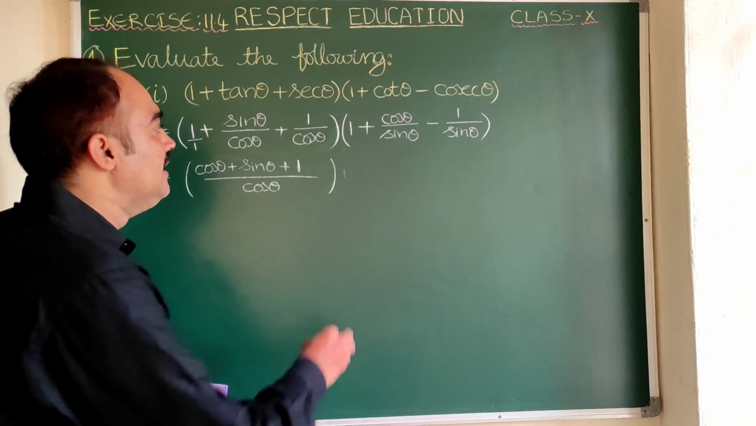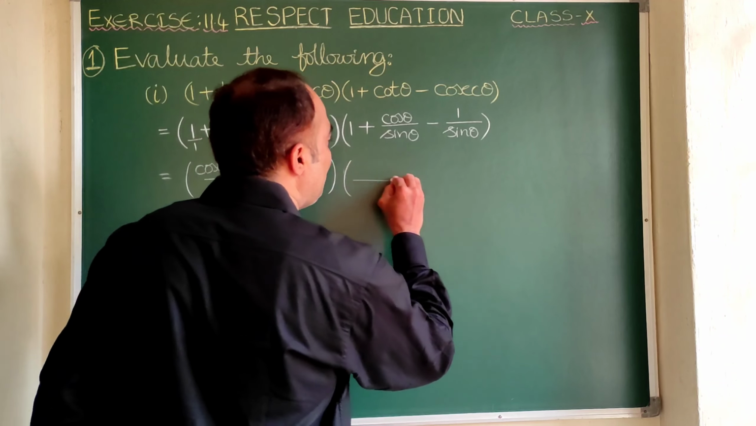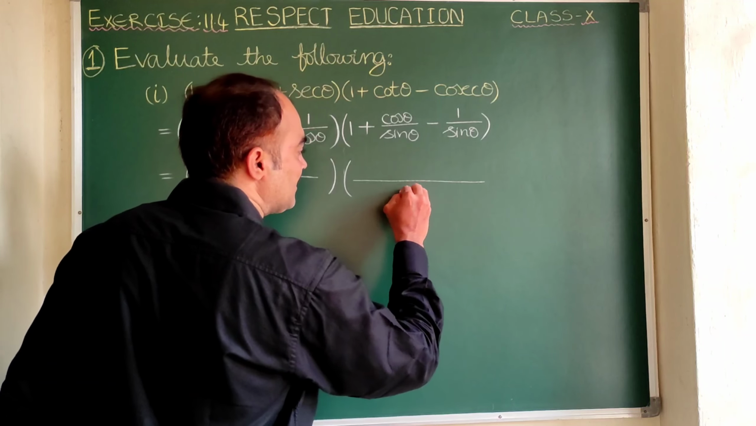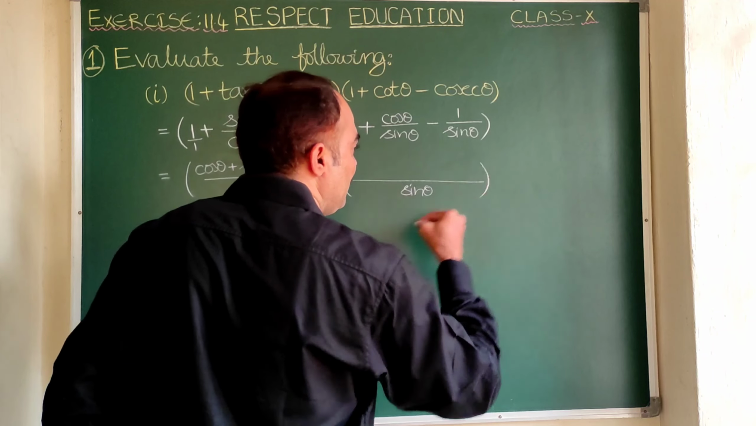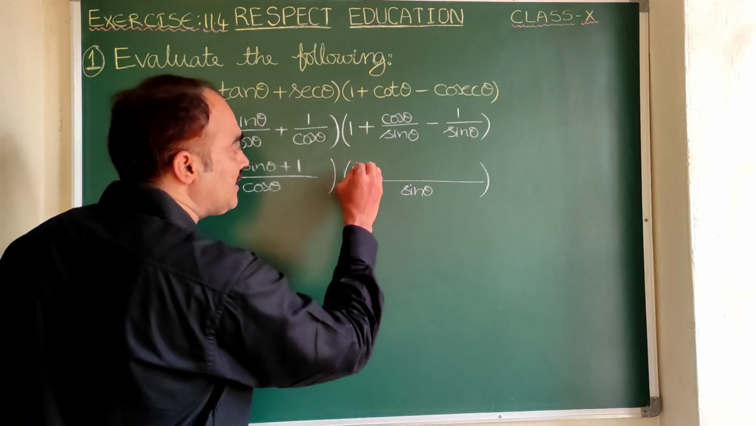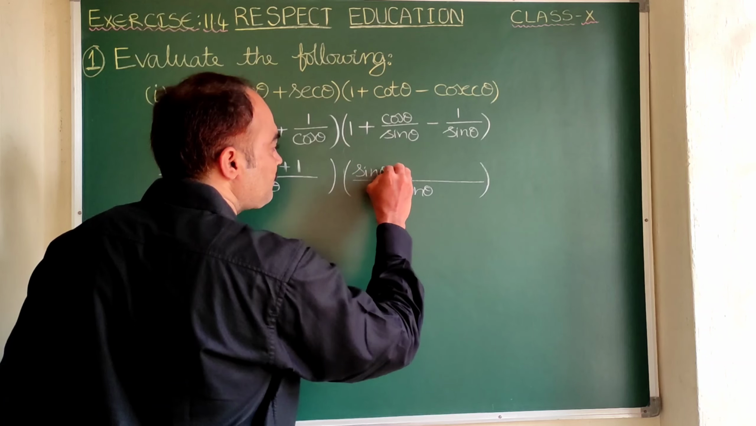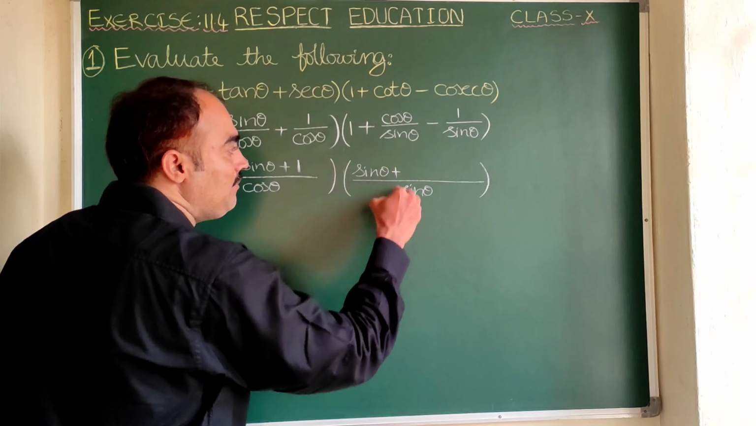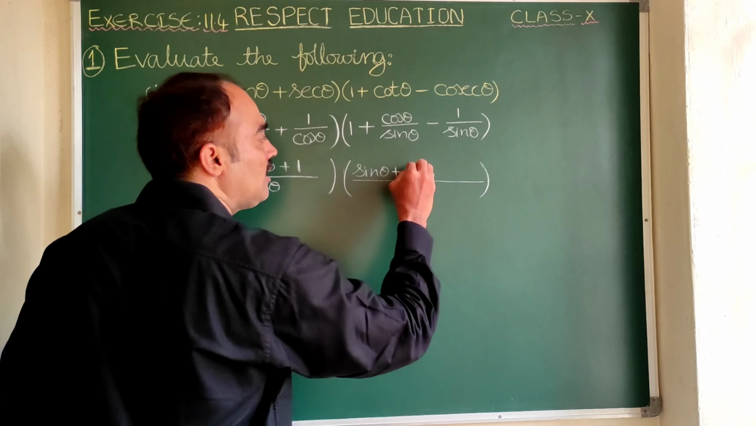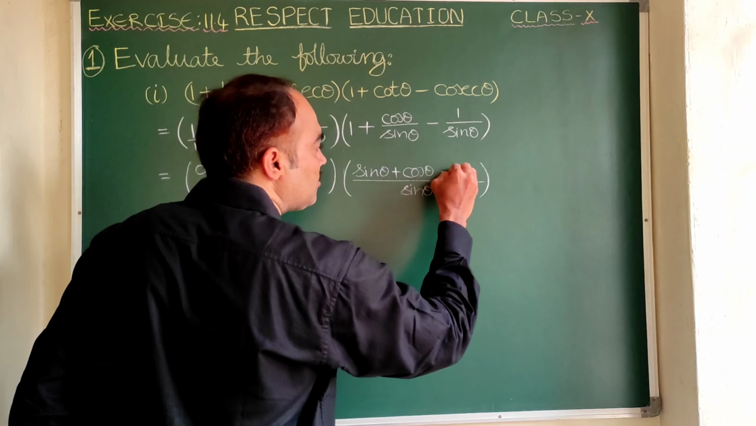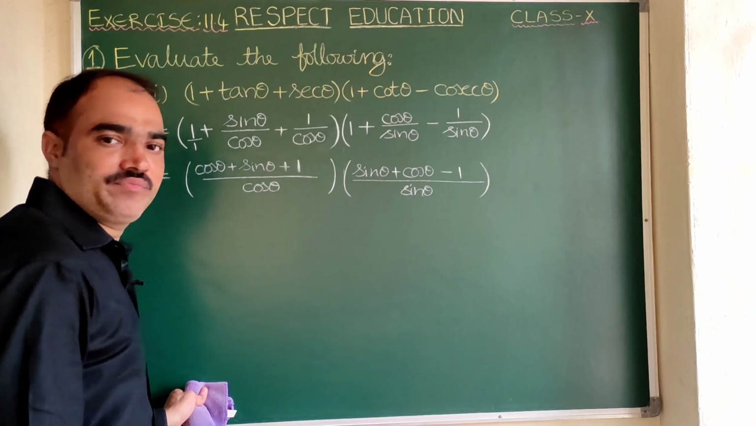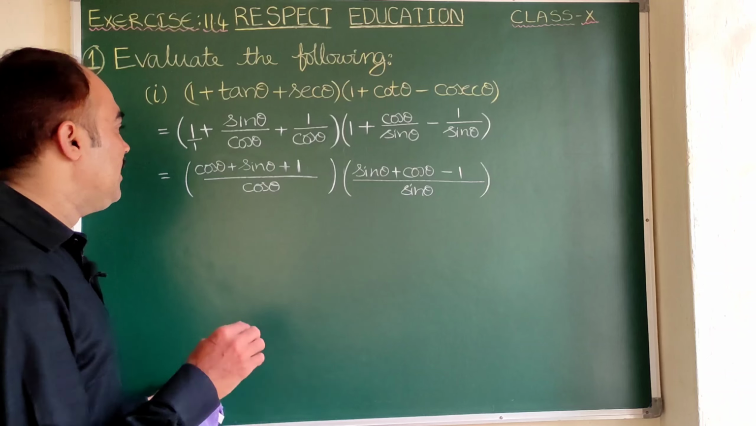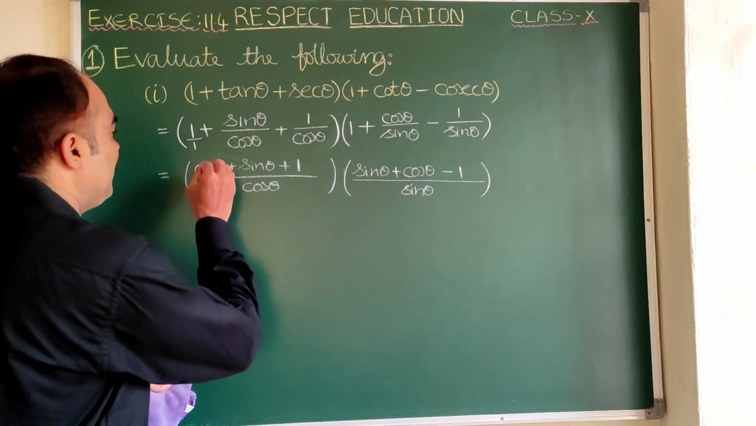Is it clear? In the same way, here the LCM is sin theta. Now 1 into sin theta is sin theta. Here the denominator is the same, so we write the numerator as it is: cos theta. Here also minus 1 will come. Is it clear? Now we observe carefully.